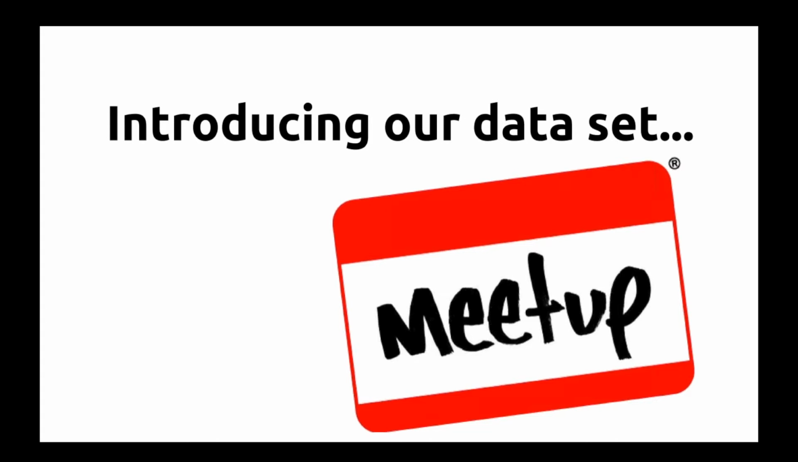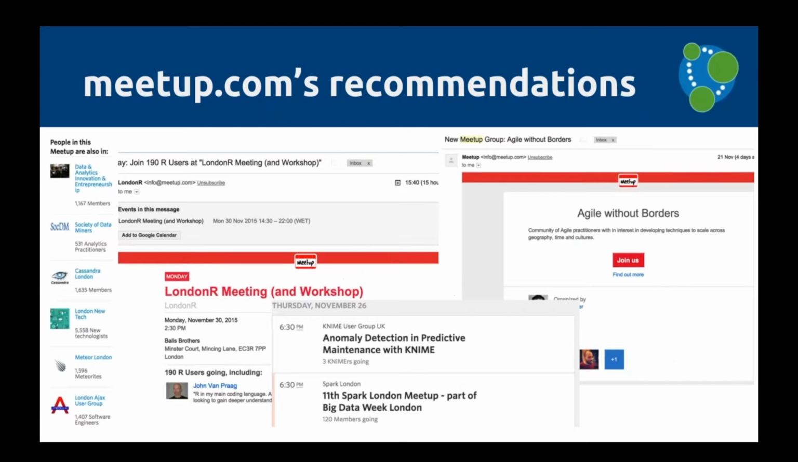So the first thing we need to do is work out what data set we are going to use. Maybe some of you have seen this already. This is a favorite data set of mine. Meetup.com, which hosts various technical and other meetups around the world, has quite a nice API that we can grab data from. And they actually make recommendations to people on that data.